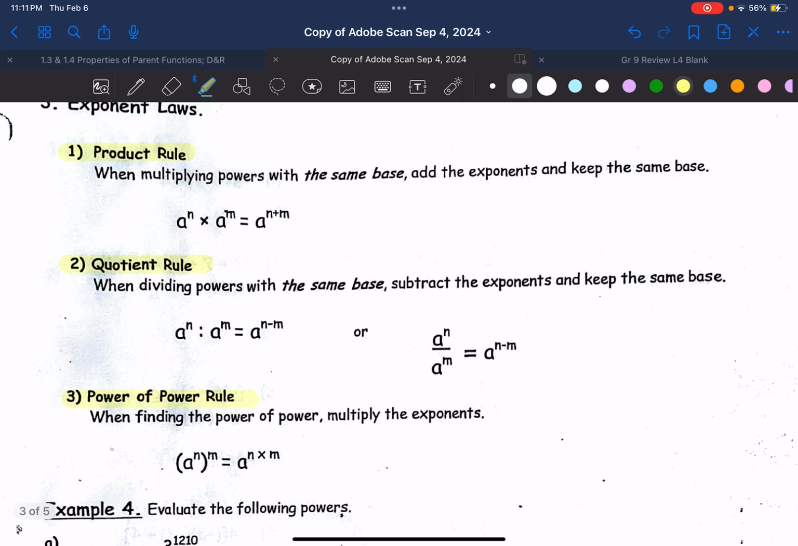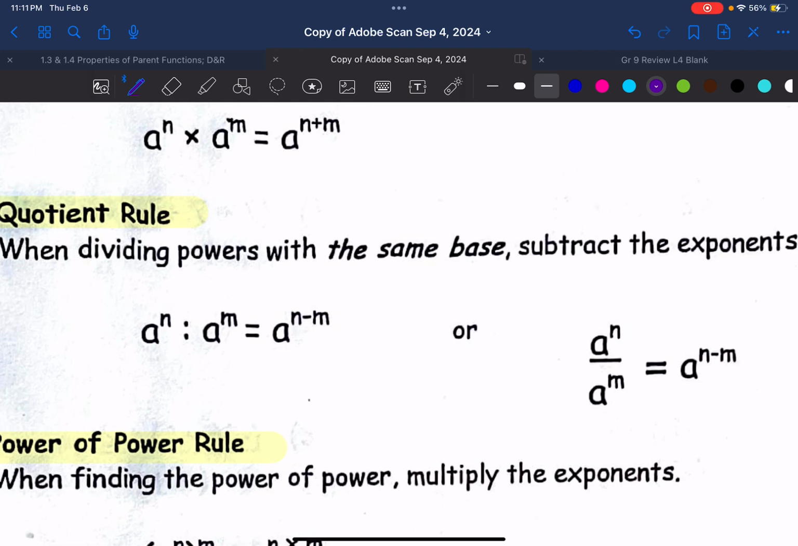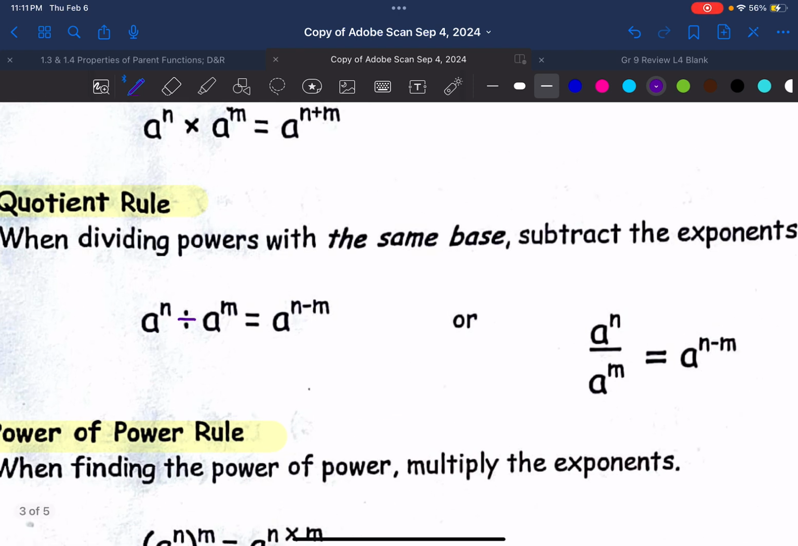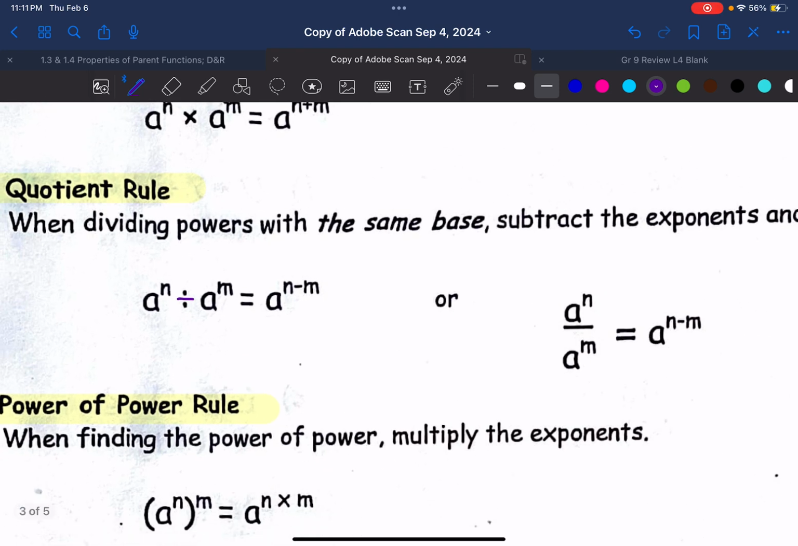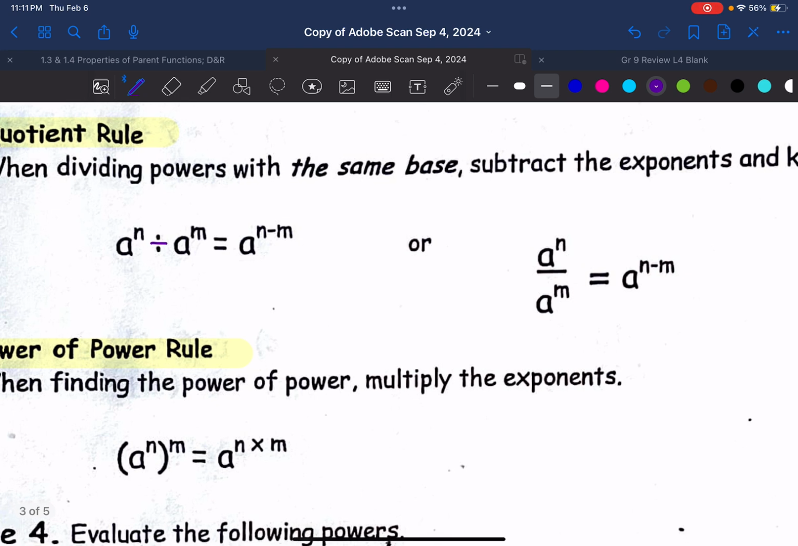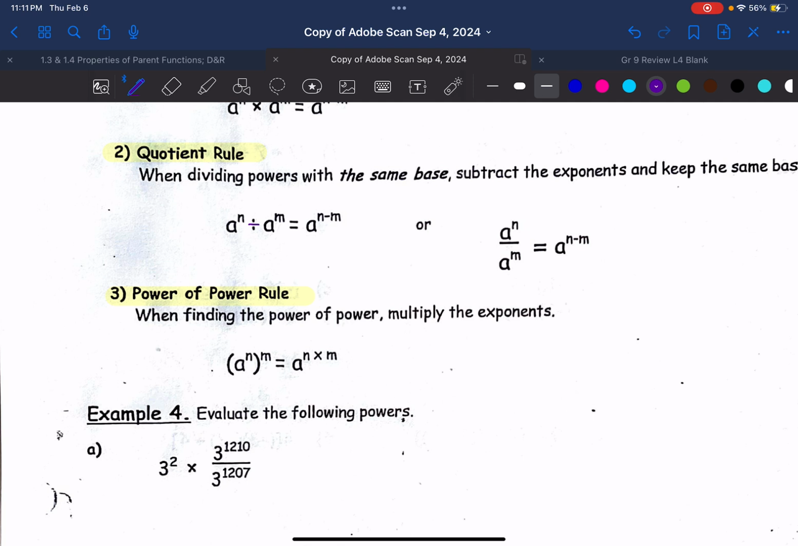And the way they showed division was in two different ways, either using a division sign, which looks like it kind of cut out, like there should be a line there. So you could have it with the little division symbol, or you could have it stacked as a fraction. That also implies division. And then the last one was the power of a power rule.